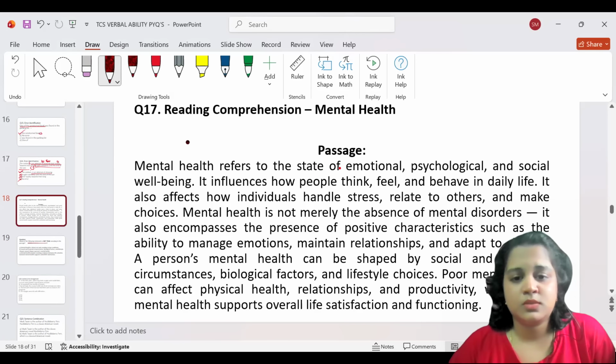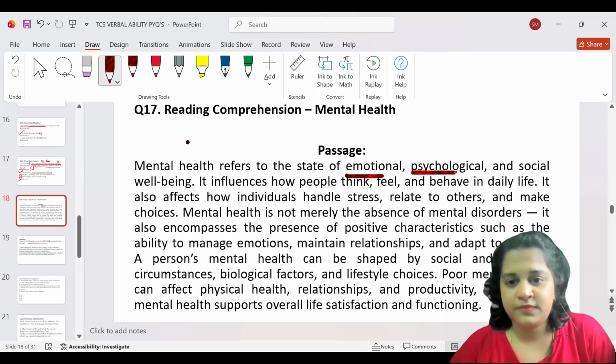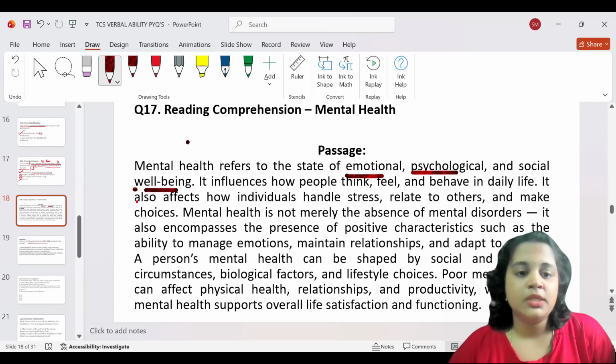Mental health refers to the state of emotional, physical, and social well-being. It influences how people think, feel, and behave in daily life. It also affects how individuals handle stress, relate to others, and make choices. Mental health is not merely the absence of mental disorders, it also encompasses the presence of positive characteristics such as the ability to manage emotions, maintain relationships, and adapt to change.